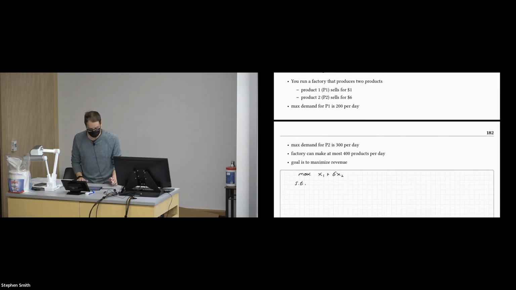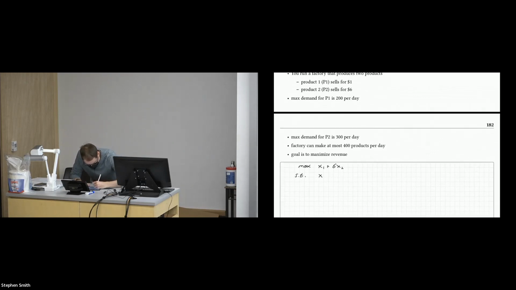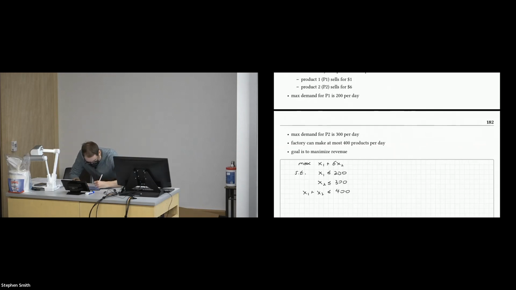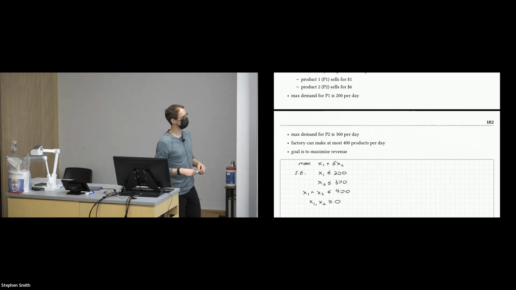I know that there's no point making more than 200 units of product one because that's the demand. Right, so X1 should be less than or equal to 200. Product 2, I can make at most 300. X2 is less than or equal to 300. And combined, I can make at most 400 products, right? So X1 plus X2 has to be less than or equal to 400. And I know I can't make a negative number of either product. So X1 and X2 have to be greater than or equal to 0.